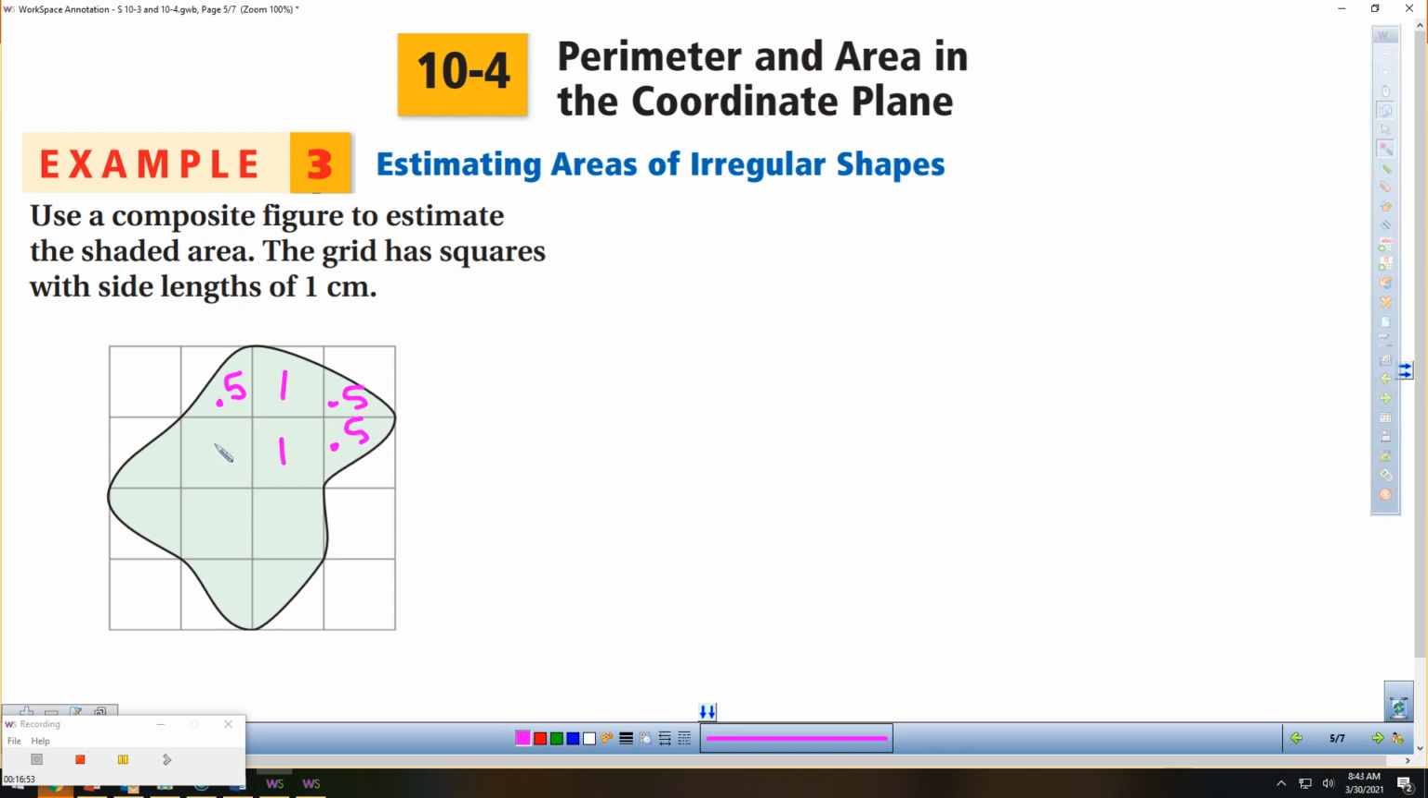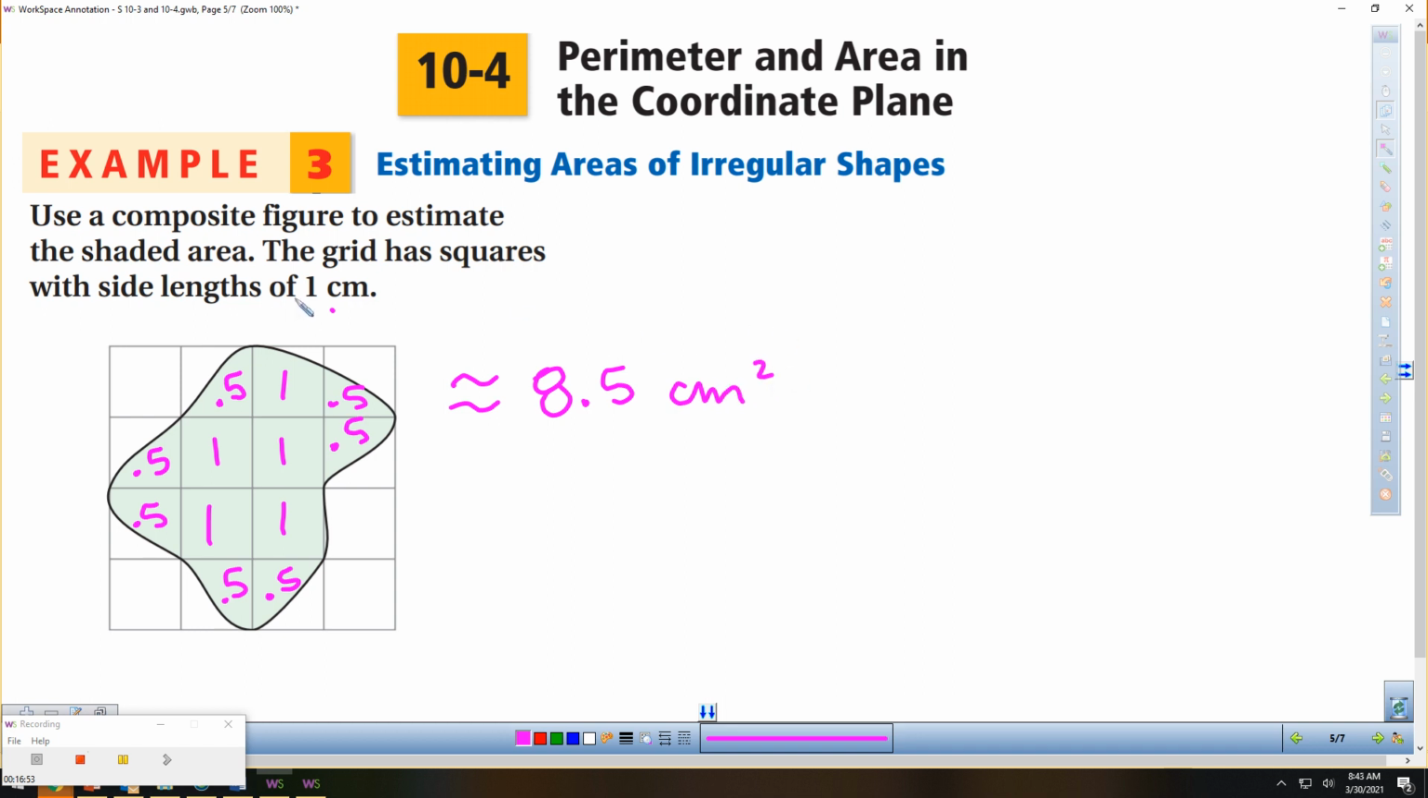This is a whole. This is a whole. This is a half. This is half. A whole. A whole. Half and half. And then just add it all up and there's your estimation. So this is 1, 2, 3, 4, 5 whole pieces. And then 1, 2, 3, 4, 5, 6, 7 half pieces. So 7 half pieces is 3.5 plus my 5 whole pieces. This is about 8.5 centimeters squared.